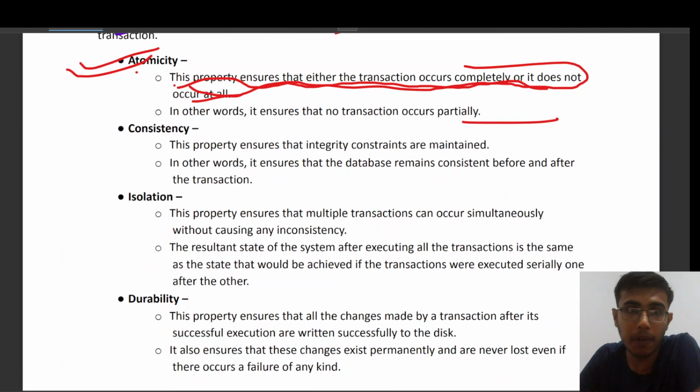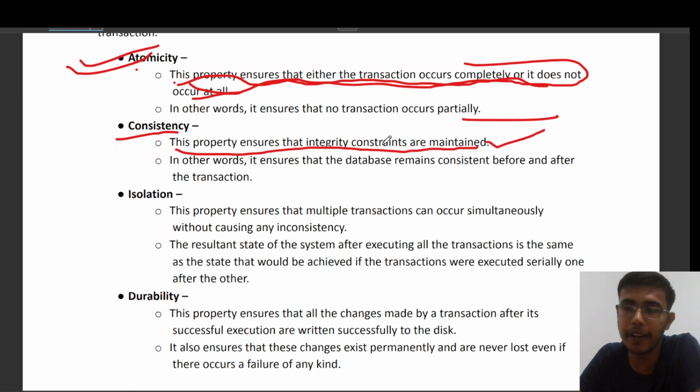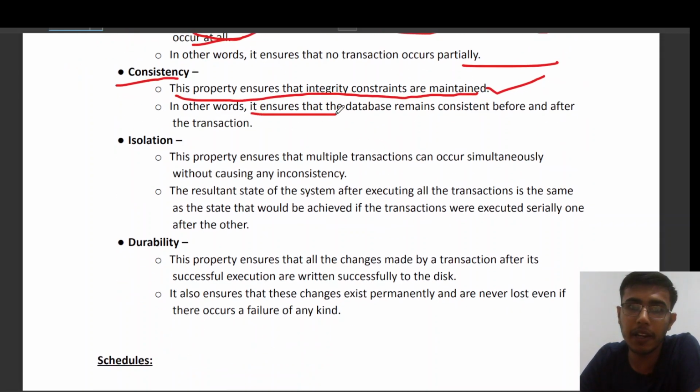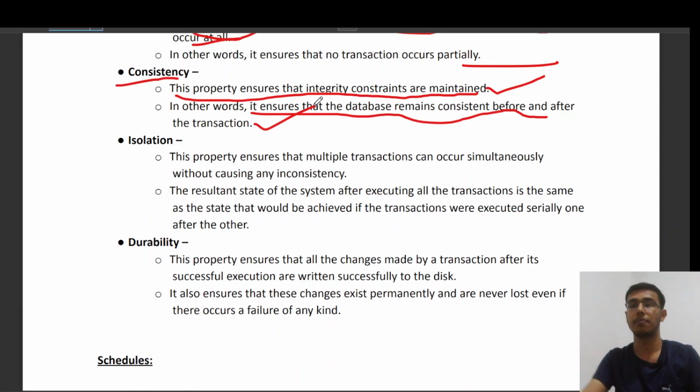Number one is consistency. The property ensures that integrity constraints are maintained. In other words, it ensures the database remains consistent before and after a transaction. Suppose a transaction is happening, and the database should remain consistent before and after the transaction. That is what we call the consistency property.